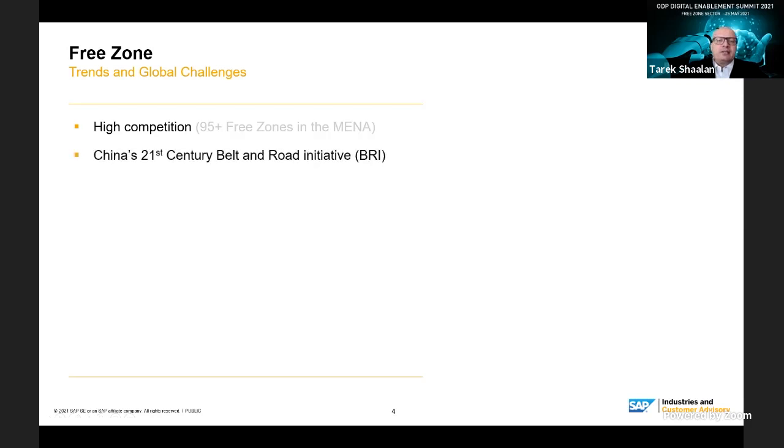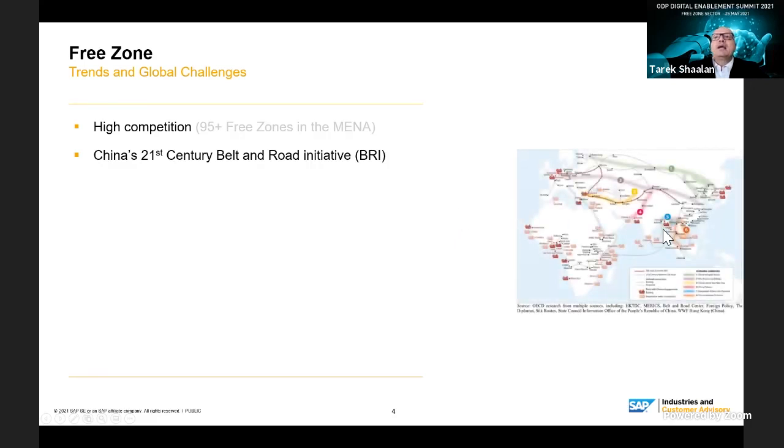The second thing impacting the industry, which already started even before COVID, is the China 21st Century Belt and Road Initiative, which has 6 corridors that cover the majority of the globe. And if we look at Africa and the MENA region, we are not far from that. This will bring about 30 new rail terminals and dry ports, in addition to about 30 new port terminals that will be established in order to cope with the China BRI.